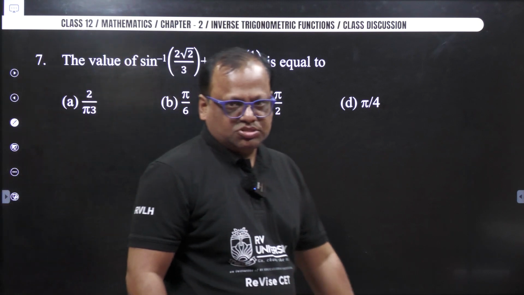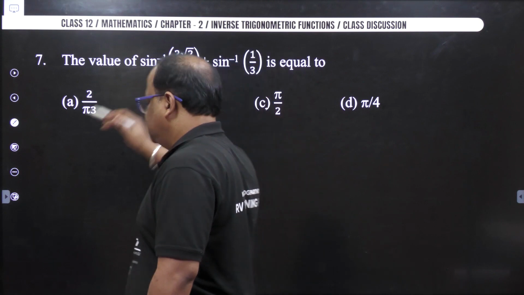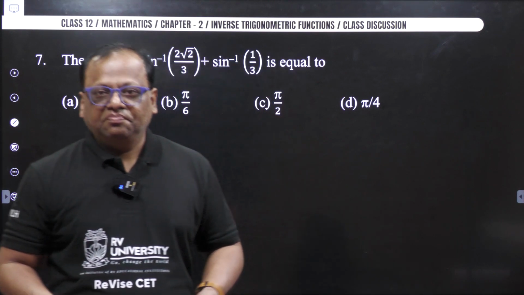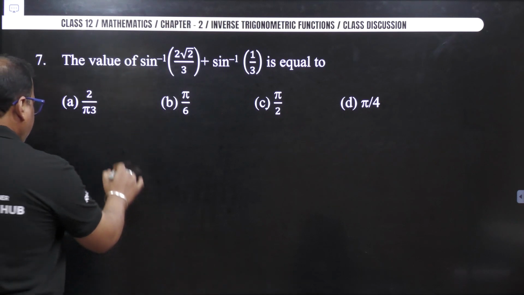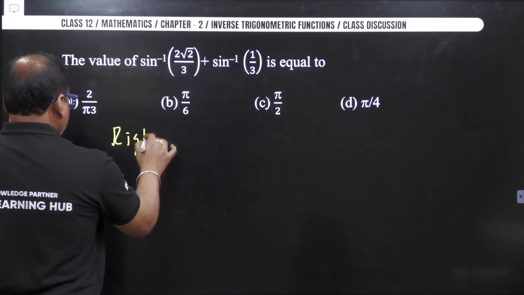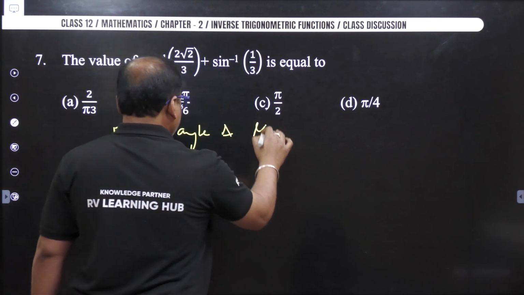Find the value of this. Okay. ಇಲ್ಲಿ ಏನ್ ಮಾಡ್ತೀವಿ ನಾವು, we are going to convert these two into tan inverse. ಹೇಗೆ ಸರ್ ಕನ್ವರ್ಟ್ ಮಾಡೋದು? ವೆರಿ ಈಸಿ. ನೋಡಿ ಹೇಳ್ಕೊಡ್ತೀನಿ ನಾನು. ರೈಟ್ ಆಂಗಲ್ ಟ್ರಯಾಂಗಲ್ ಮೆಥಡ್.